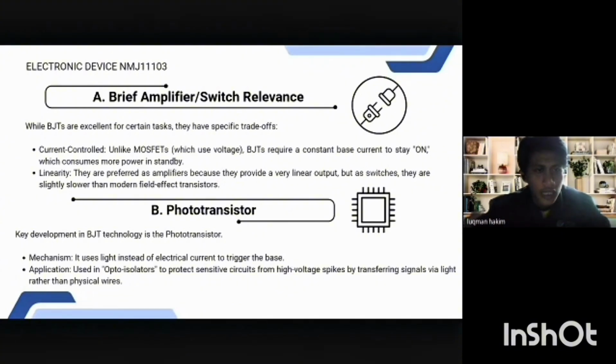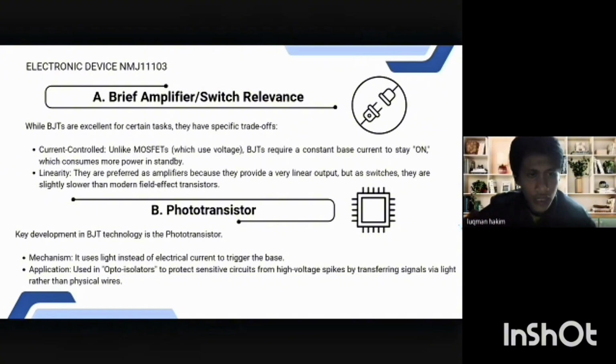While BJTs are excellent for certain tasks, they have specific trade-offs. On current control, unlike MOSFET, which is voltage controlled, BJT requires a constant base current to stay on, which consumes more power in standby. On linearity, they are preferred as amplifiers because they provide a very linear output, but as switches, they are slightly slower than metal oxide field effect transistors. So that is the limitation for the BJT. It is excellent, but it is much slower compared to other field effect transistors.